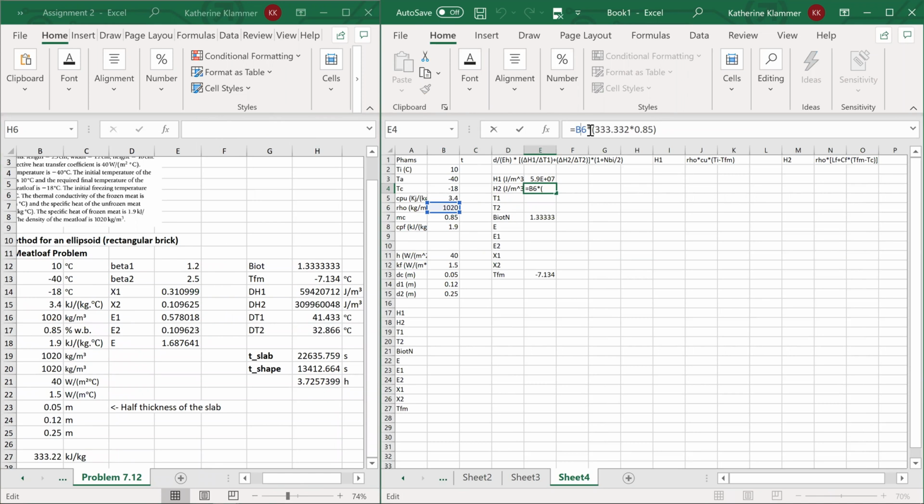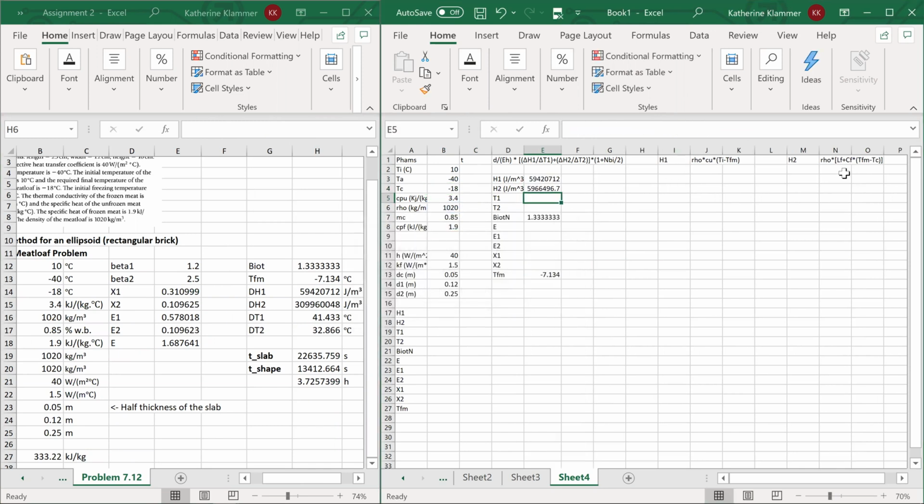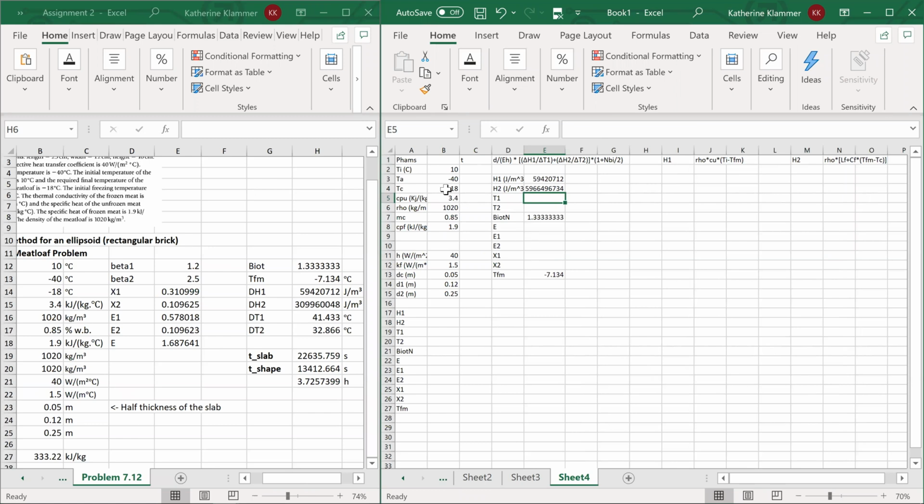Okay, so that's density times latent heat times the moisture content, because that's important, times CF, which is 1.9 here, and multiply that by TFM minus TC. And again, I didn't multiply by 1,000, but we will, because this value over here was in kilojoules and we want it to be in joules.